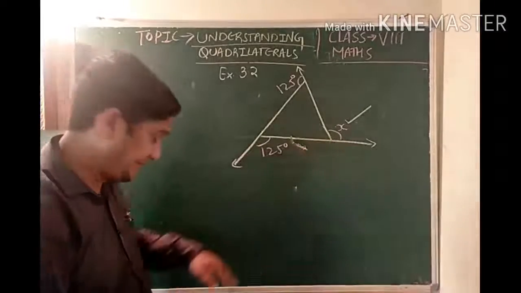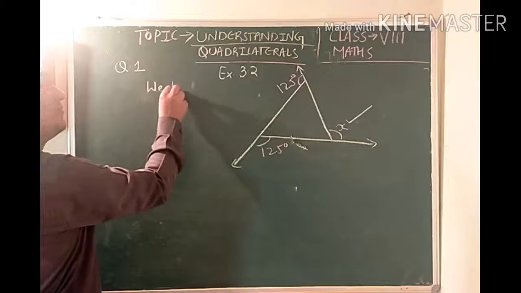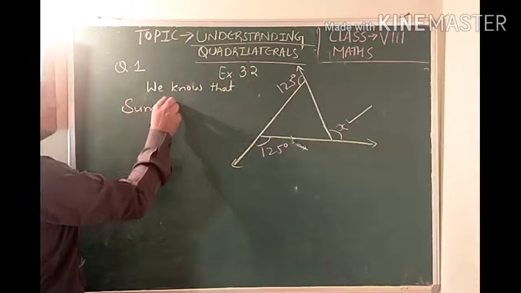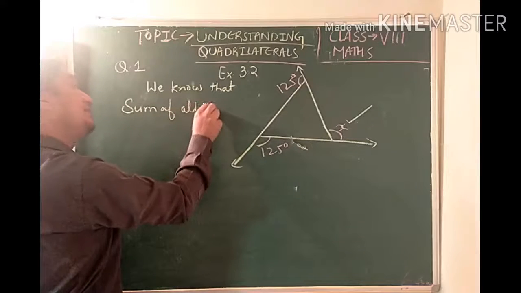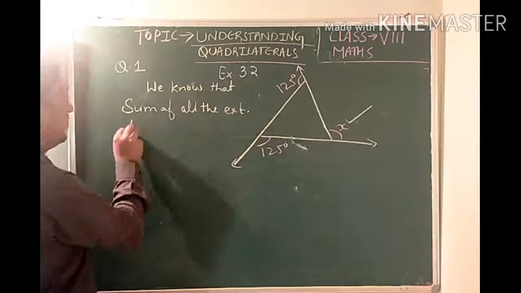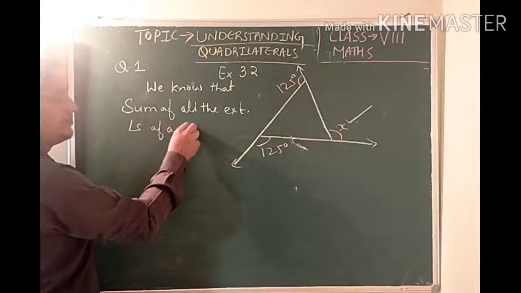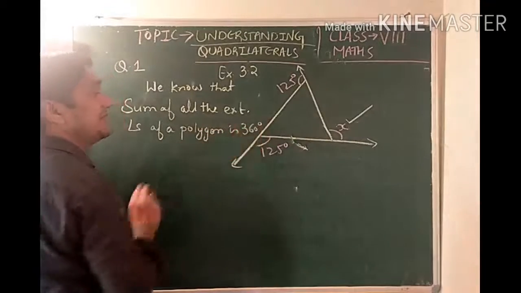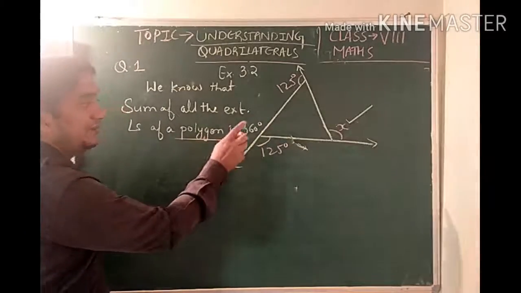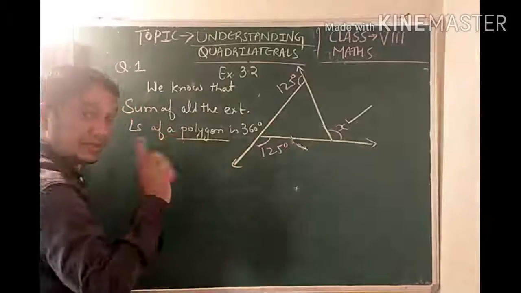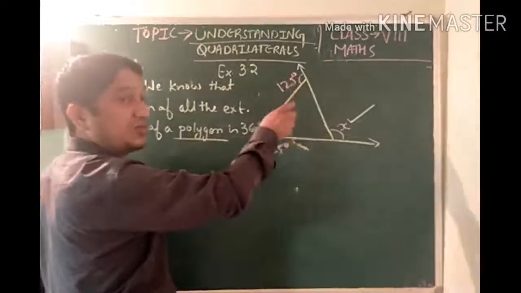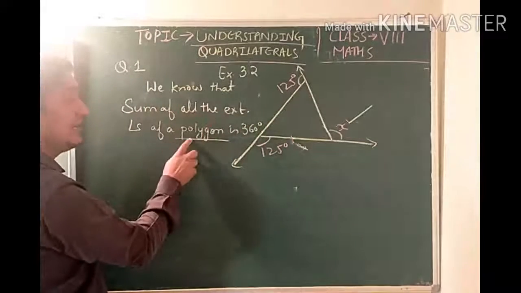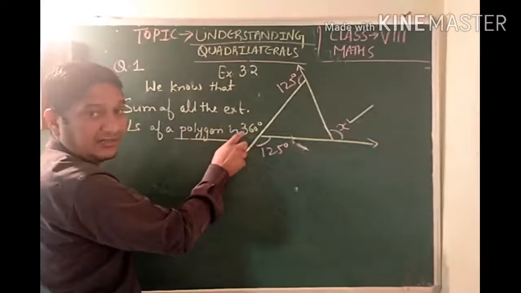to 360 degree. We know that the sum of all the exterior angles of a polygon is 360 degree. Children, remember, I have written a polygon. Here we have a triangle. So it doesn't matter whether it is a triangle, a quadrilateral, or a pentagon. The sum of all the exterior angles of the polygon is always 360 degree.